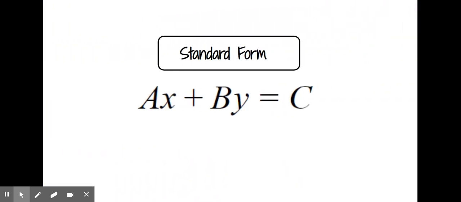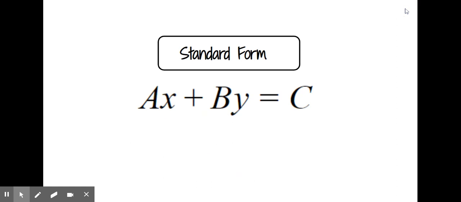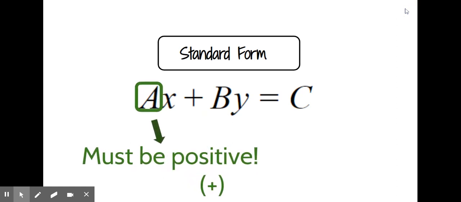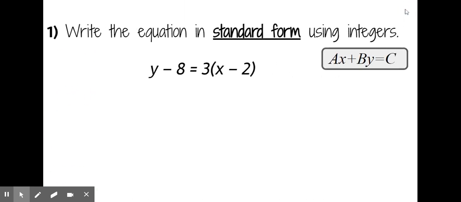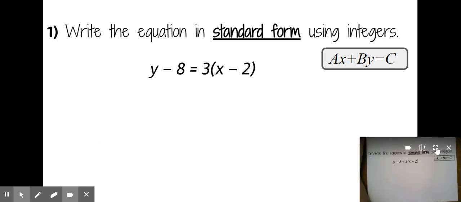When an equation is properly written in standard form, the a, the b, and the c are all integers. The a coefficient in the front needs to be a positive integer. These are things to keep in mind when you're writing equations in standard form. Let's begin on example number 1. Today in this video, we will be doing examples 1 through 4. And then we'll have a summary at the end.